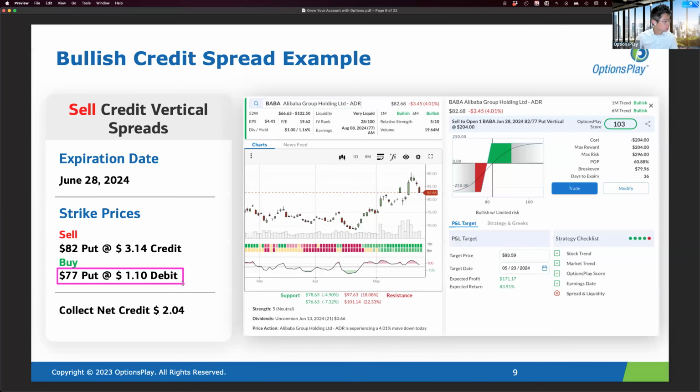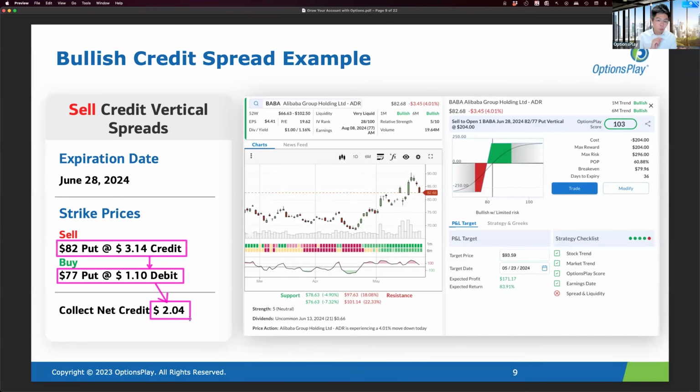But when you're trading a credit spread, what you're doing is instead of just selling the $82 put, you're going to buy a lower put against that. So in this particular case, let's say we buy the $77 put, but pay $1.10 for that. And what that means is that instead of collecting $3.14 for it, I'm going to pay $1.10 for the $77 put. So my net credit on this specific trade comes down to $2.04. So instead of collecting $3.14, I'm collecting $2.04. So I'm collecting a little under $1 less than what I was doing before.